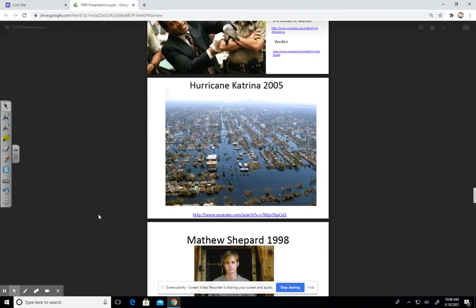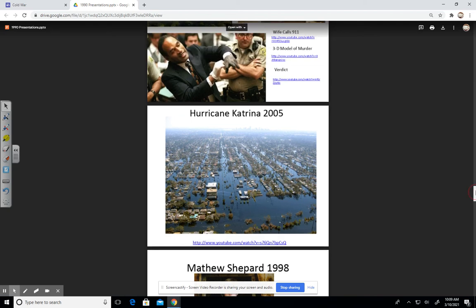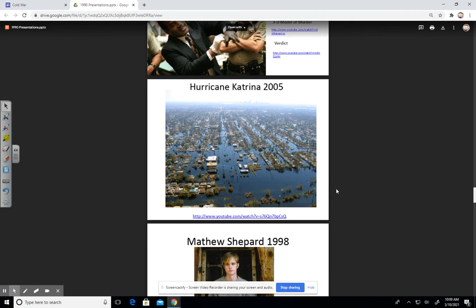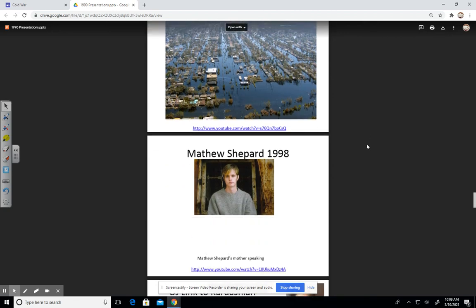Similar to Hurricane Katrina, even though this is 2005, so definitely I don't know how this one got in here. This must be one of the transitions to the 2000s. With Hurricane Katrina, which happens in New Orleans, here we see the city underwater. There was a belief that the government didn't respond quick enough. Yeah, that one definitely seems to be out of place there.